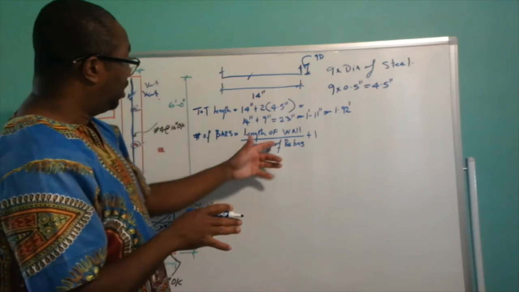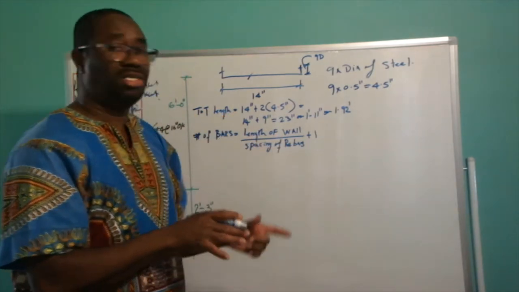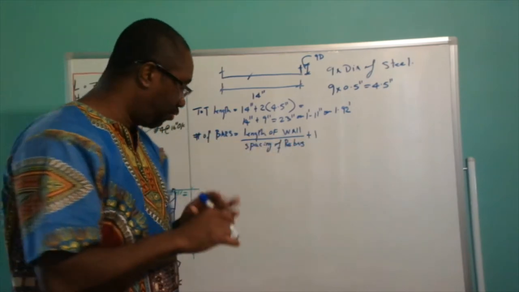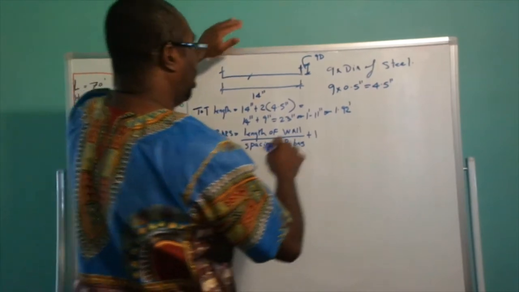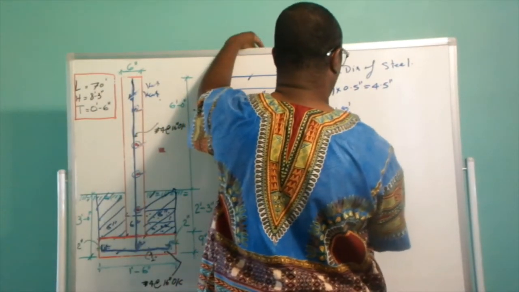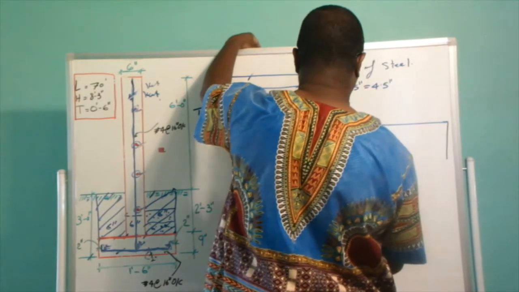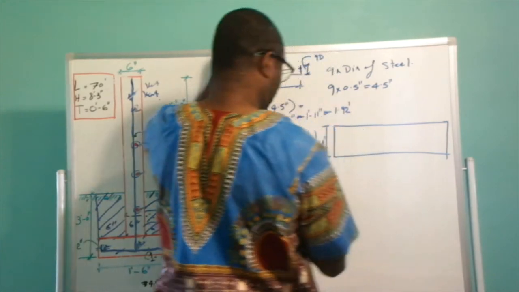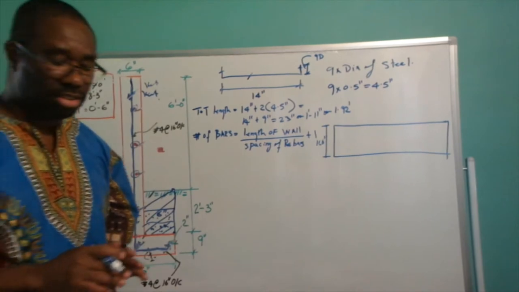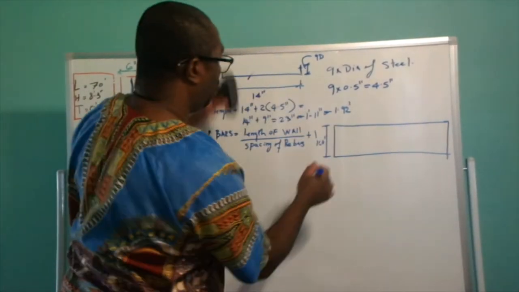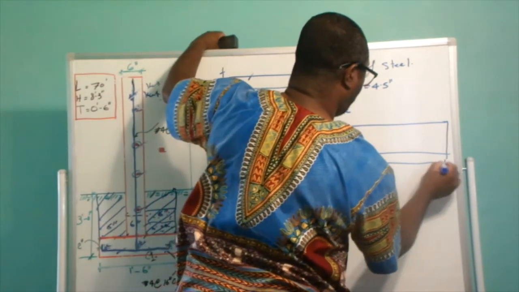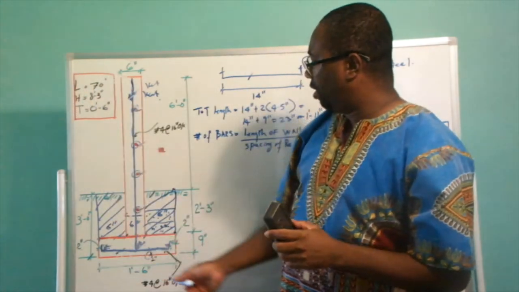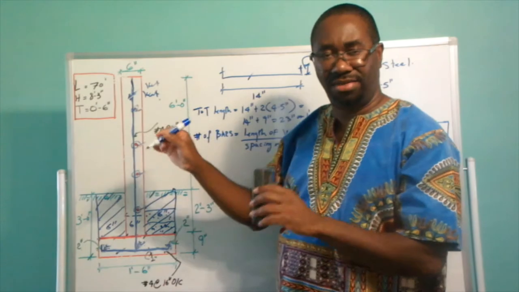Now I want you to pay attention to this. It is the length of the wall divided by the spacing of the rebars plus 1 to obtain the number of bars. Let me explain to you where the plus 1 comes from. Let's say, for example, this is your footing in plan. This portion here is your 1 foot 6 inches. The length of this portion here is 70 feet, which we have been using throughout the calculation of this wall footing.